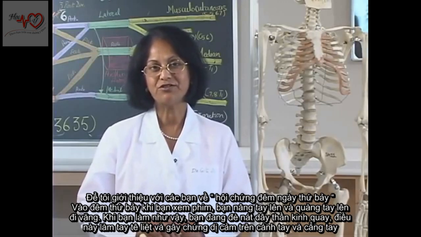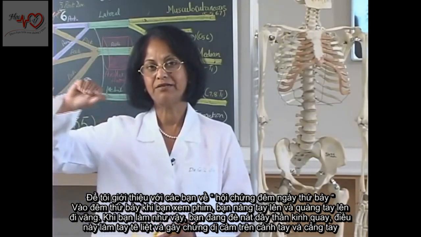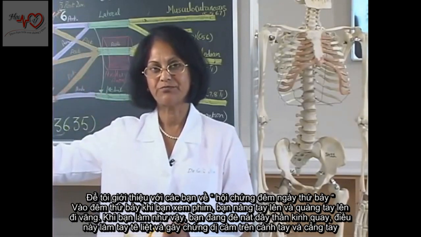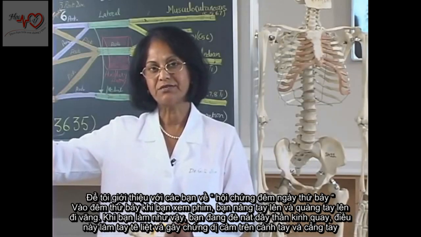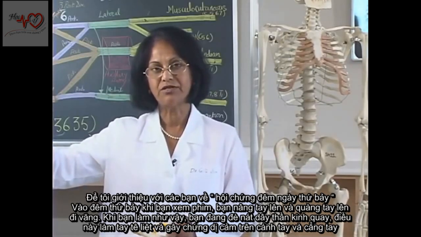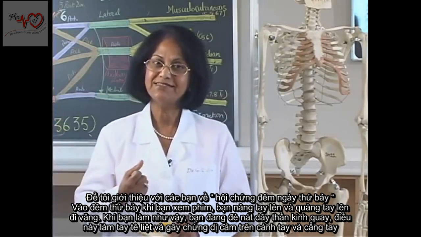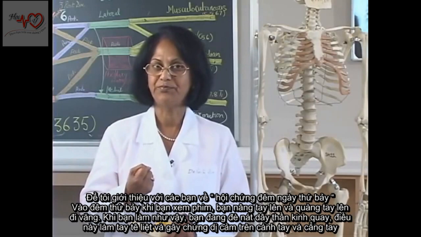On the Saturday when you are watching the movie, you take the arm and put it over the couch. While doing that, you are crushing the radial nerve between the couch and the spiral groove, which gives the numbness and paresthesia on the arm and the forearm.